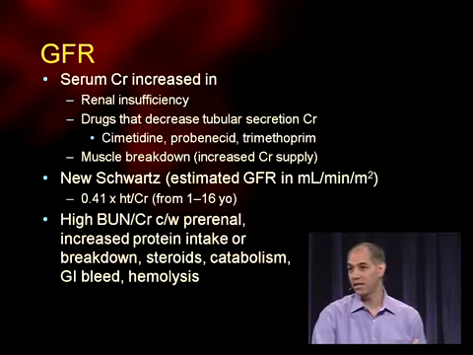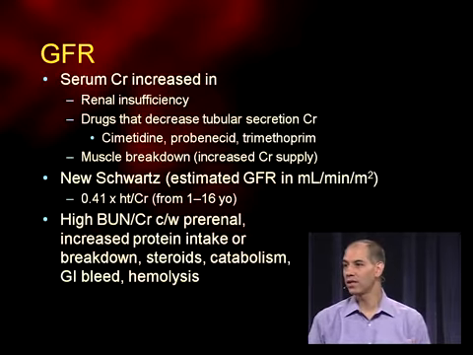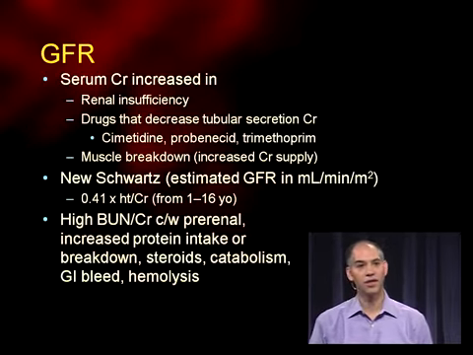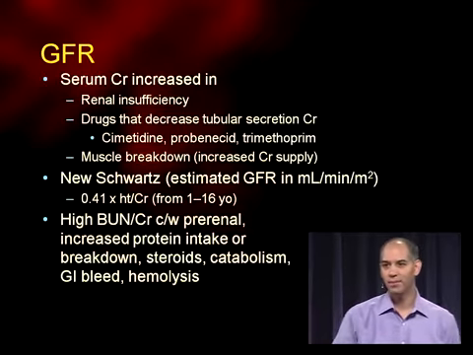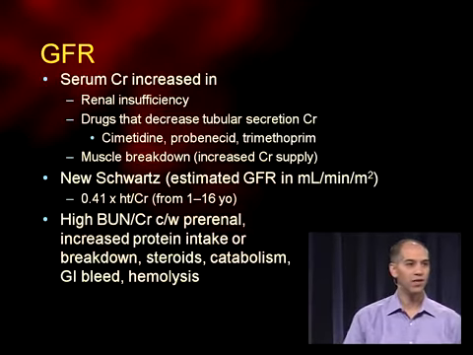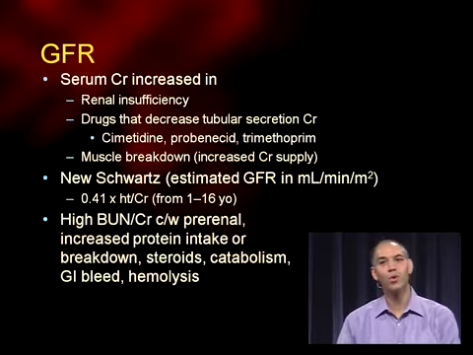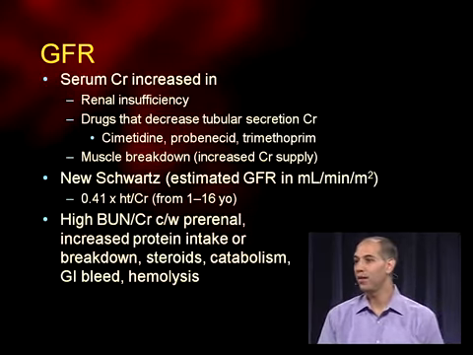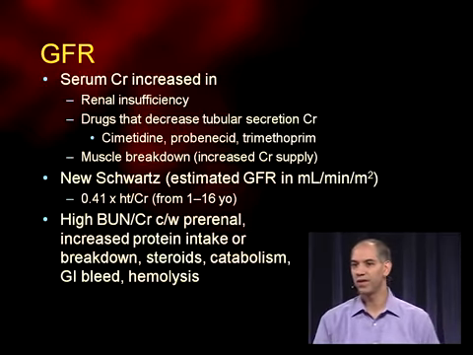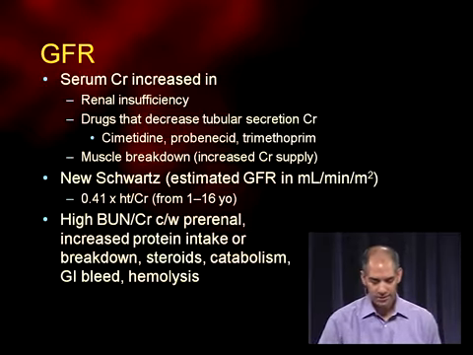The other is increased muscle breakdown. If you're breaking down muscle faster than is normal, you will have an increased production of creatinine. We see that in rhabdomyolysis. Now, we see an increased creatinine in rhabdomyolysis because of the renal failure, but they also get a more elevated creatinine than they would normally get for the degree of renal failure because the muscles are producing more.